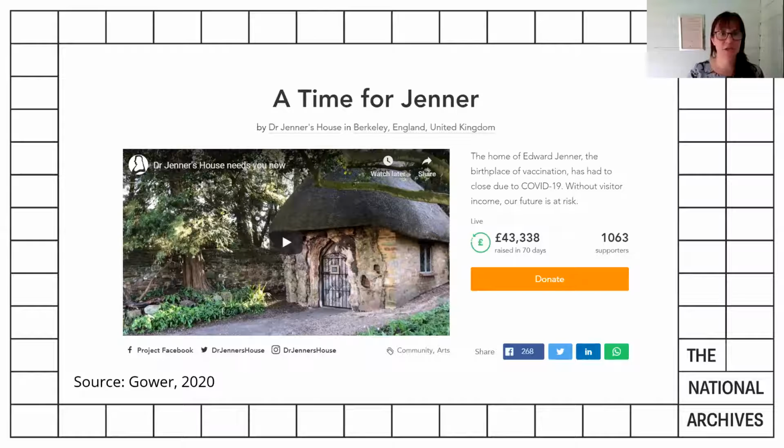So this is Dr. Jenner's house, and as I'm sure many people are aware, Dr. Jenner is the pioneer of vaccination in the UK, and used cowpox to create essentially a cure for smallpox, which is still apparently the only disease that has been completely eradicated through vaccination. So this is Dr. Jenner's house, which is where he actually carried out those initial trials.